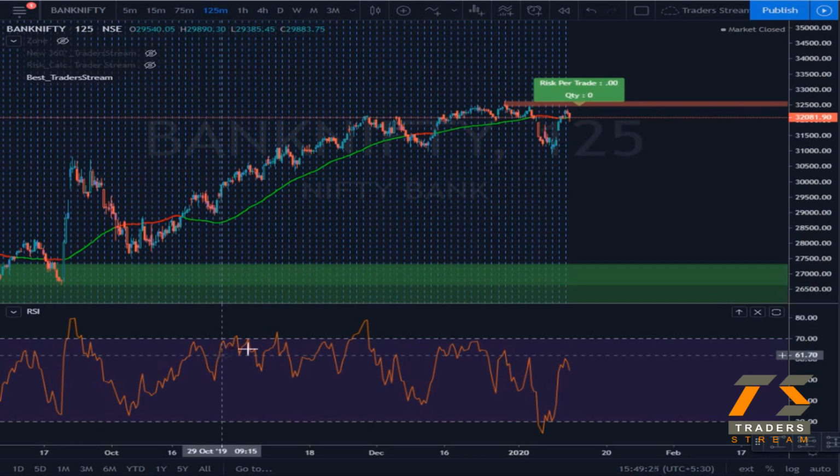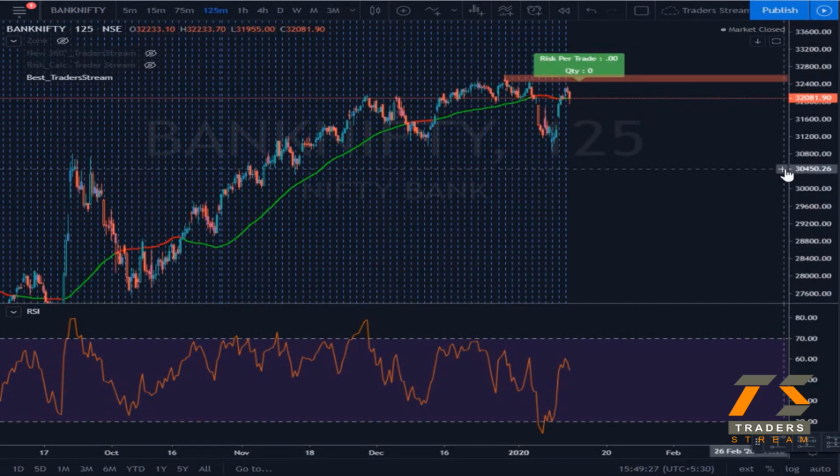Now this is about the RSI that we wanted to talk about, which is Relative Strength Index. We'll be talking about more tools and techniques in our coming videos.